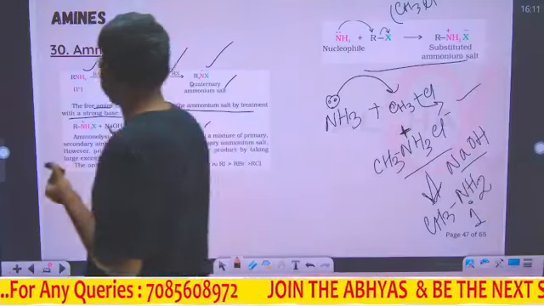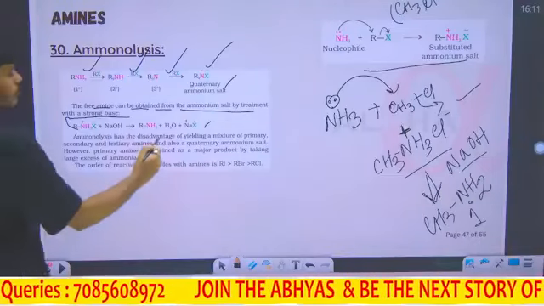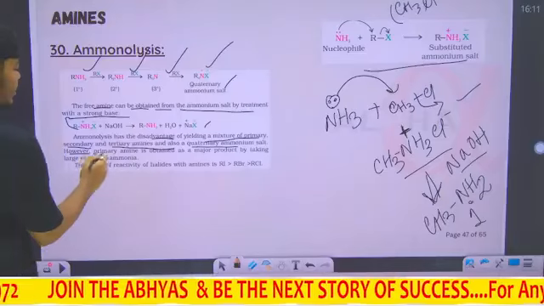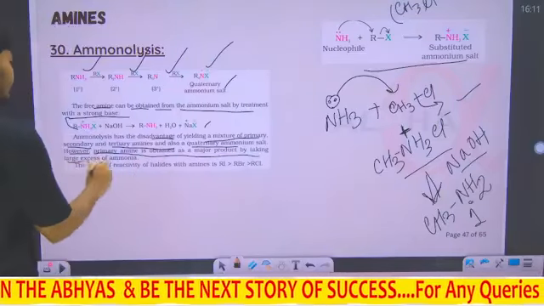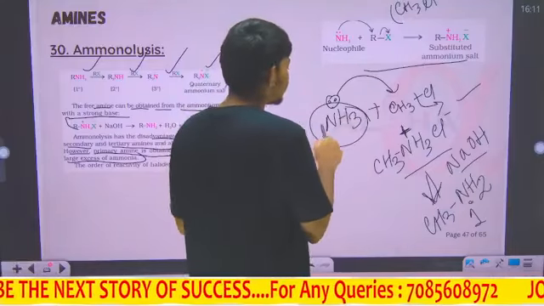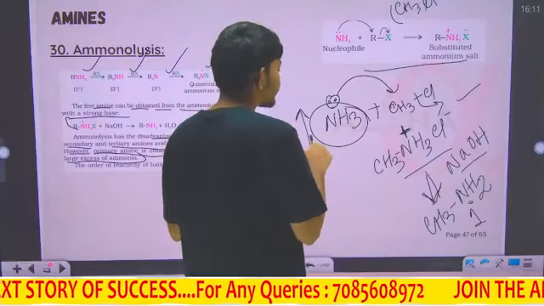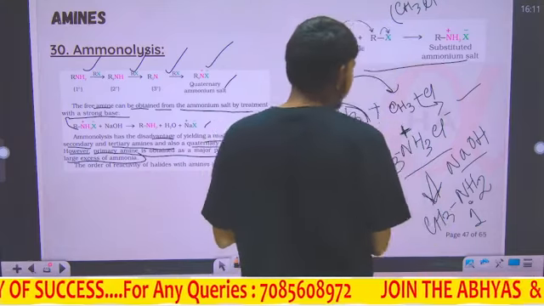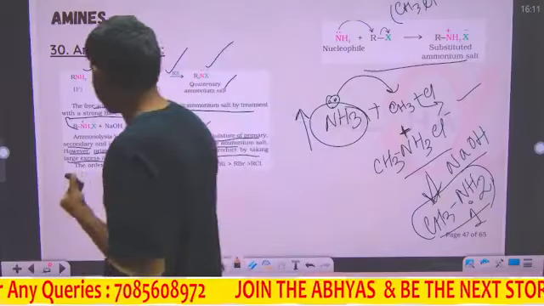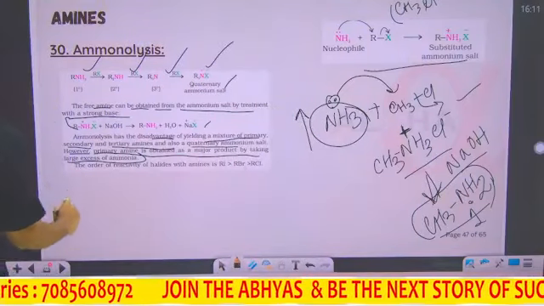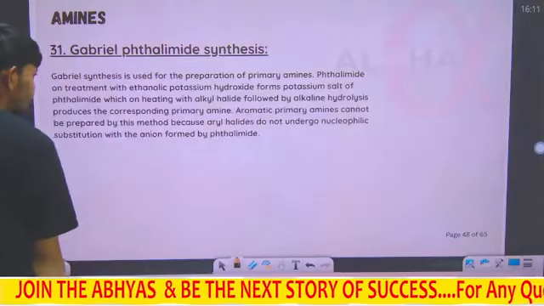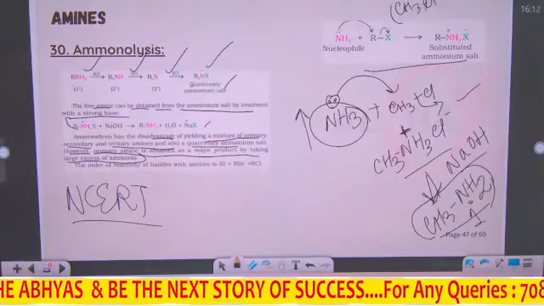So here one reaction is given. As I have said, primary amine is obtained as a major product by taking a large excess of ammonia. If you give lots of ammonia, then only there is a chance that you will get a high yield of 1 degree amine here. This is from NCERT. Have you written all the things?